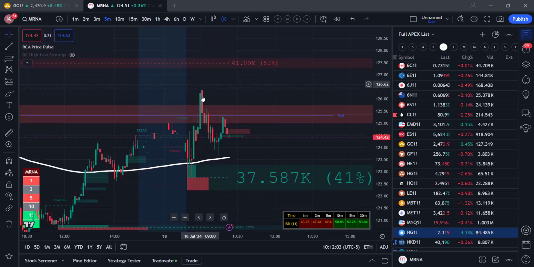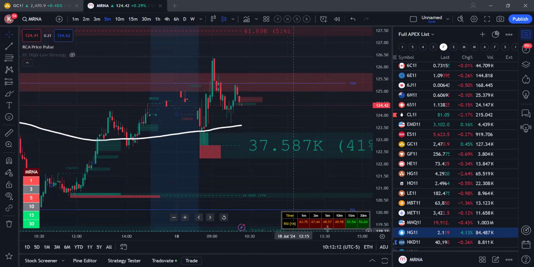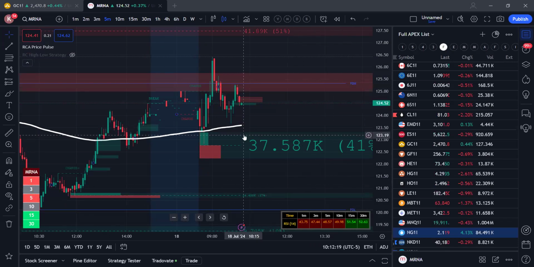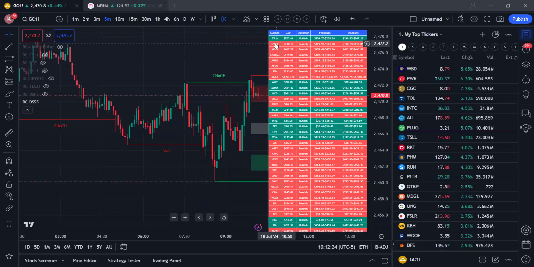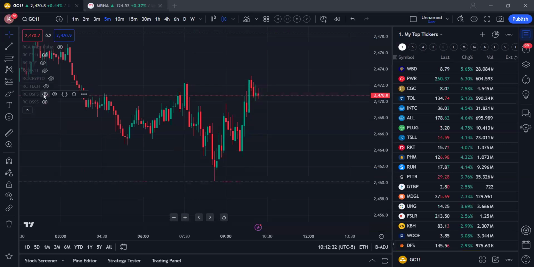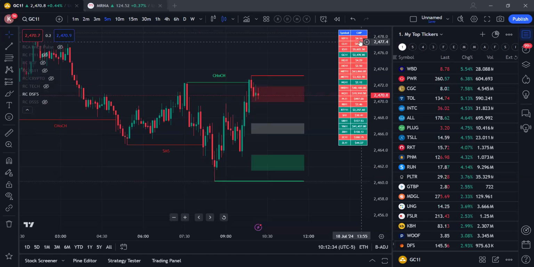It tried to break it, then there is a small pullback. If it comes to this 123 level, again it will go up. But as of now, there is some more seller pressure, so it can come all the way here. So you can also wait on MRNA. Let's go back and check.